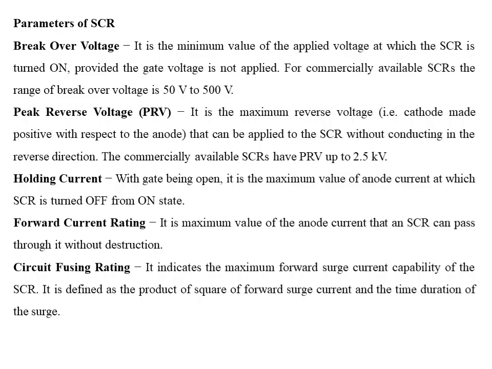Holding current. When the gate is open, it is the maximum value of anode current at which the SCR is turned off from the on state. Forward current rating. It is the maximum value of the anode current that an SCR can pass through it without destruction. Current fusing rating. It indicates the maximum forward surge current capability of the SCR. It is defined as the product of the square of the forward surge current and the time duration of the surge.